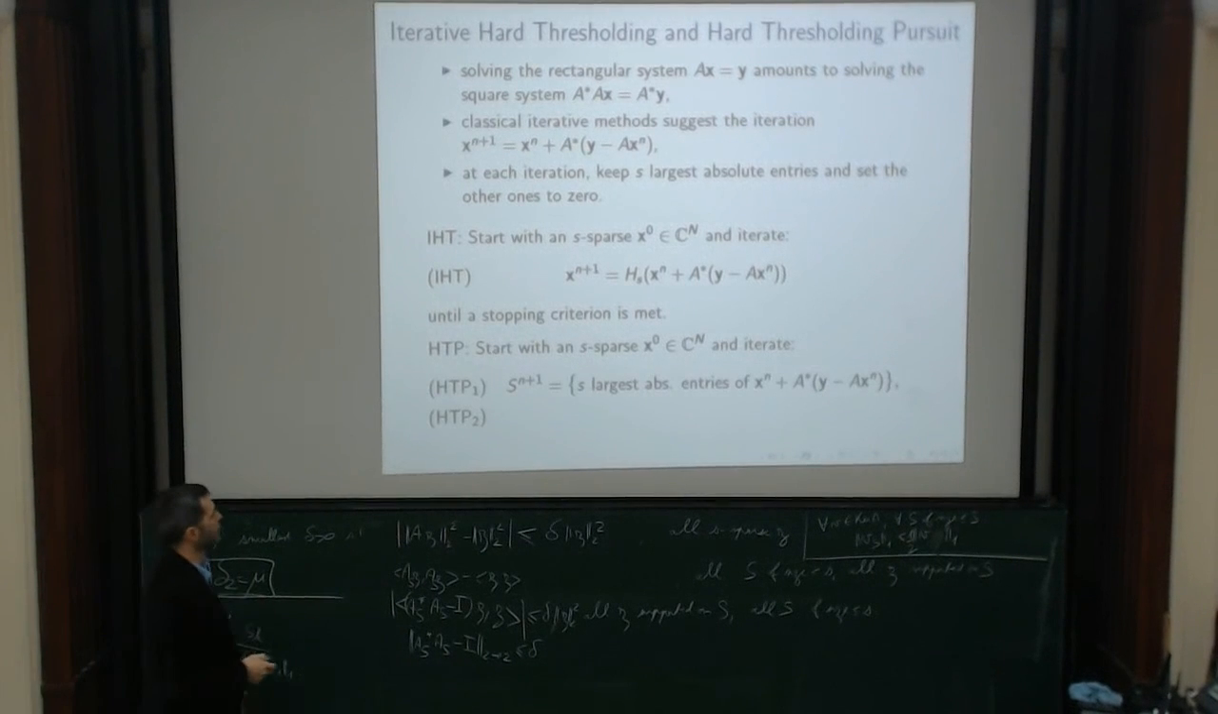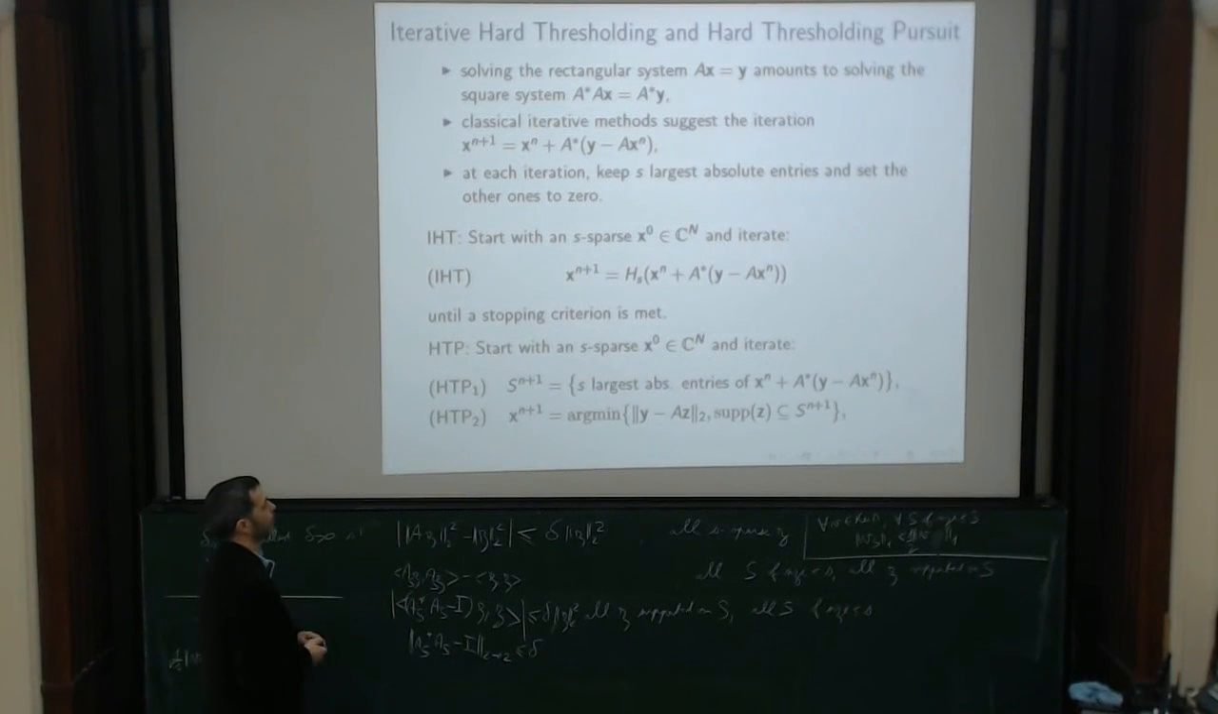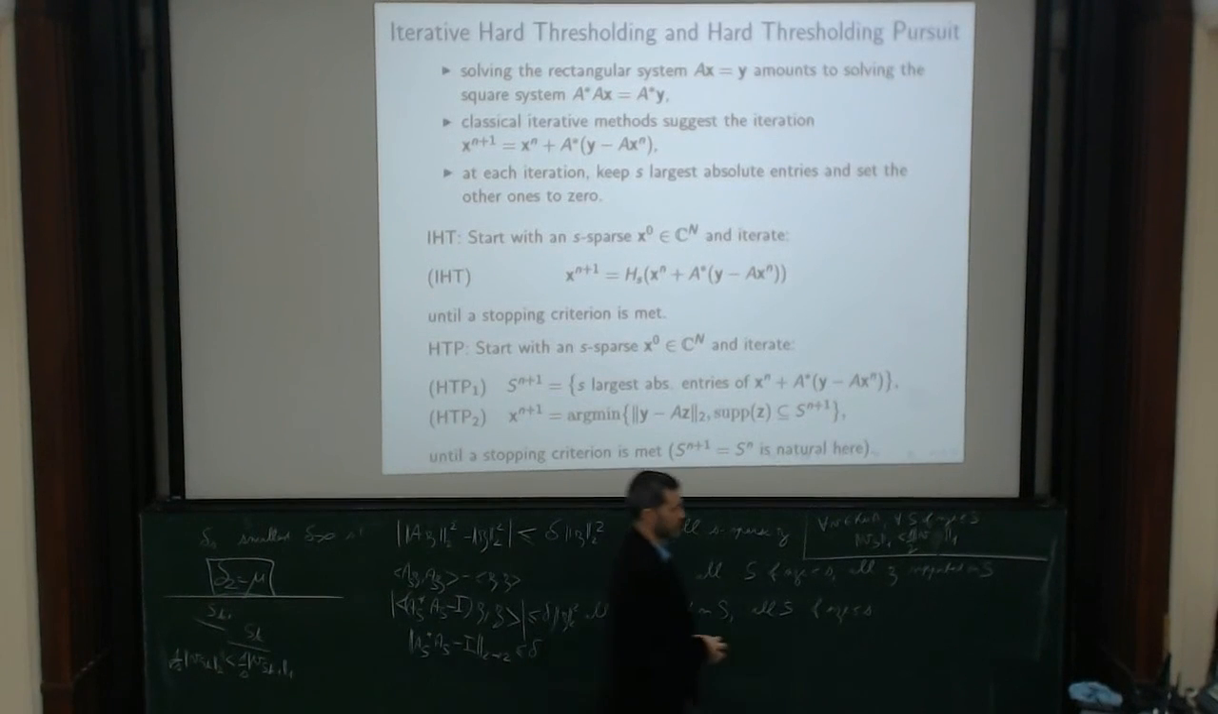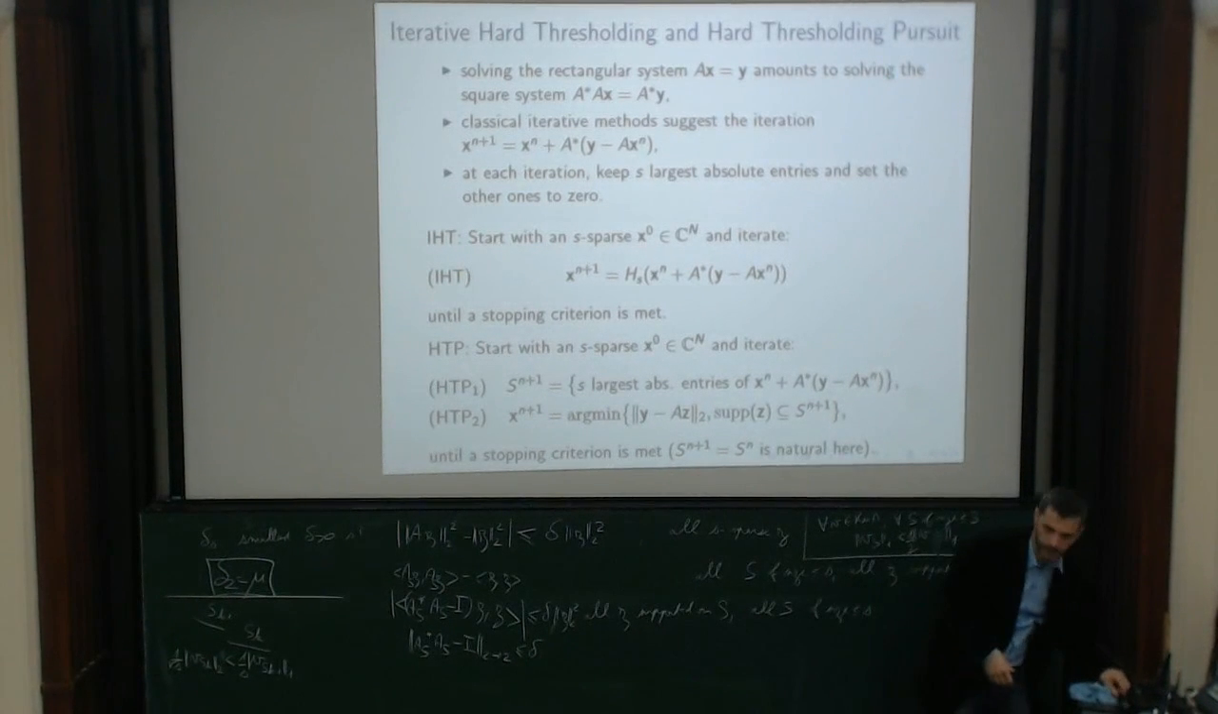And in thresholding pursuit, you do an orthogonal projection step. So what I want to do is to explain to you why this algorithm converges. The limit when n goes to infinity will be the original x when delta 3s is less than 1/2. We'll see what exactly the condition should be.